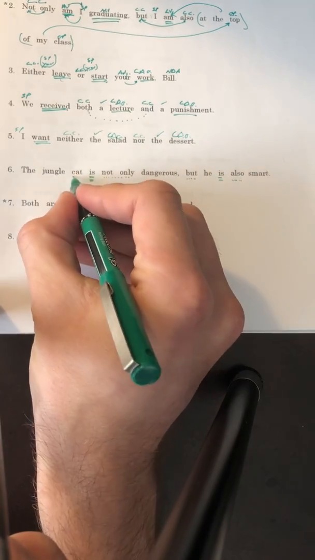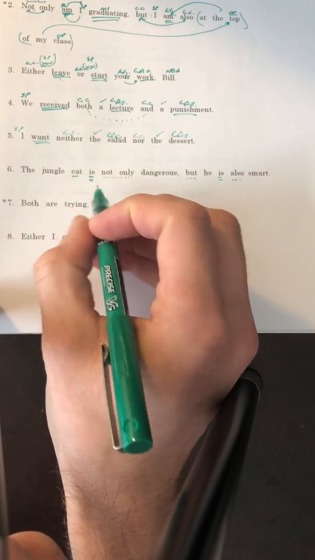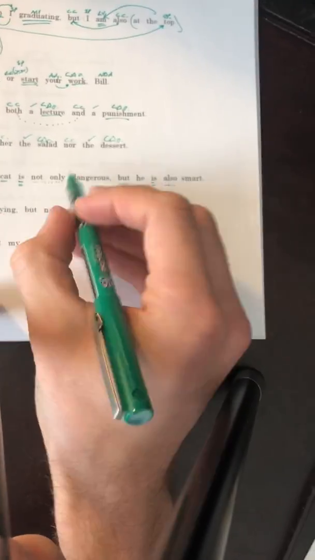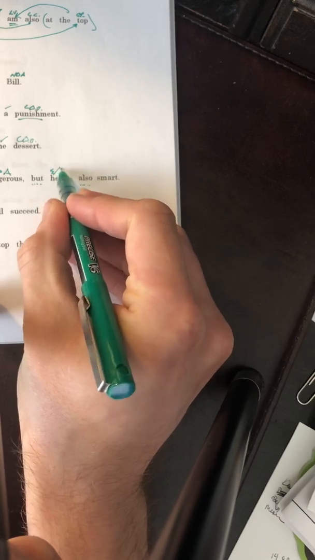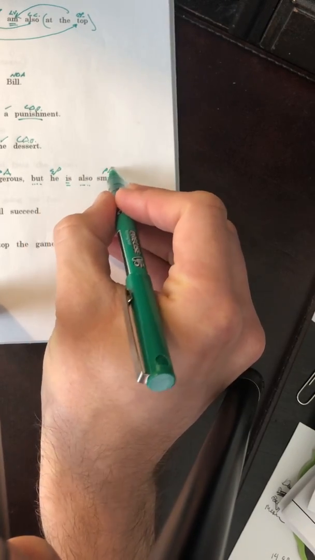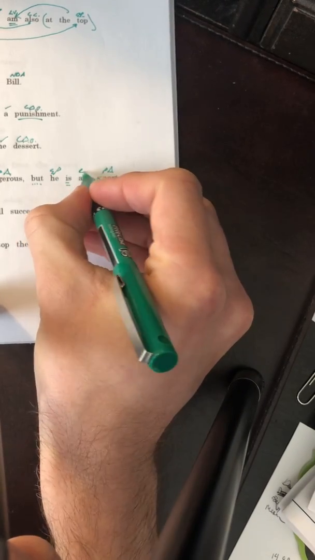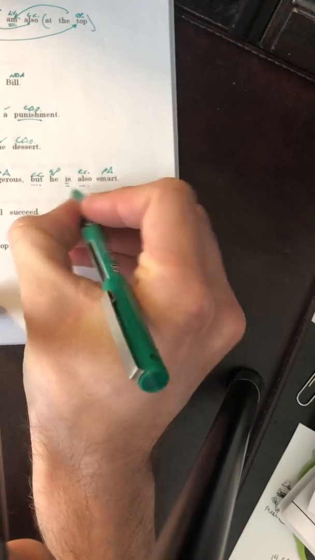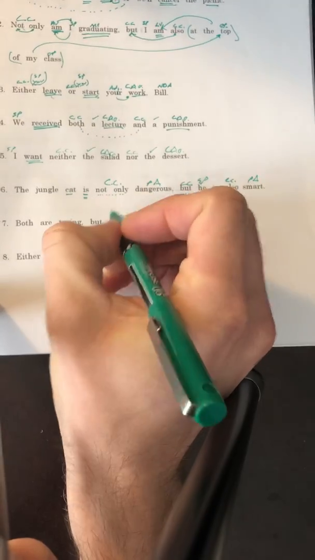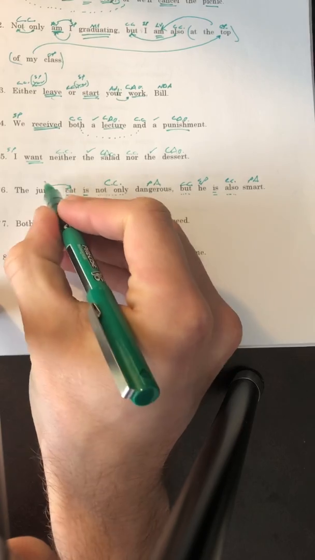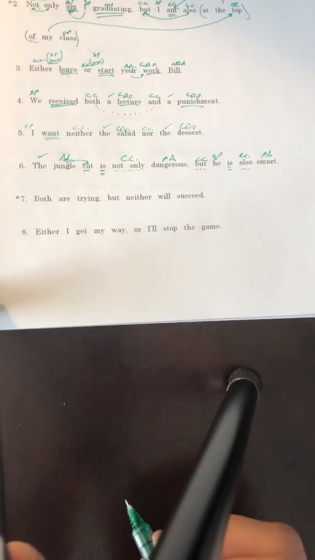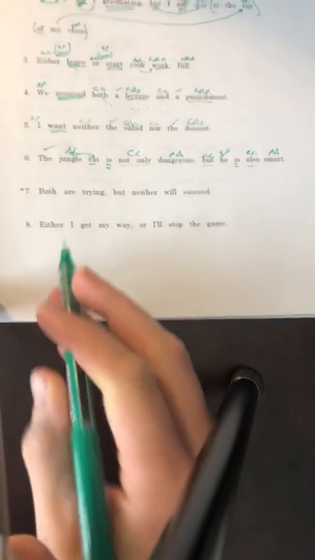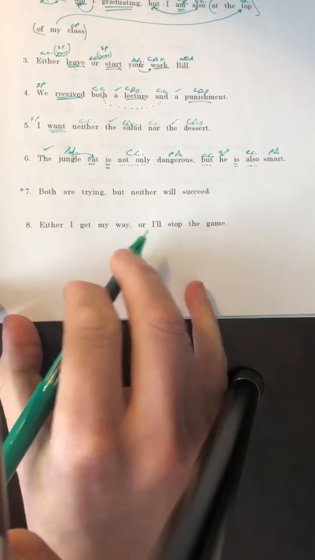So the who or what is, the cat is. The cat is what? The cat is not only dangerous, predicate adjective, but he, subject pronoun, is also smart, predicate adjective in that case. So we've got the CC over the but also here, and over the not only right here. Of course, jungle in this case is functioning as an adjective, and we've got an article adjective right there as well.